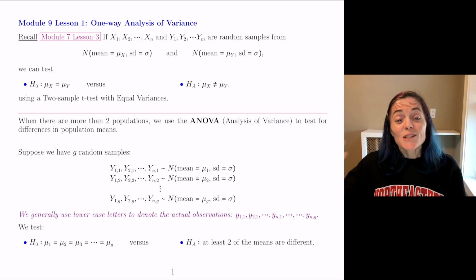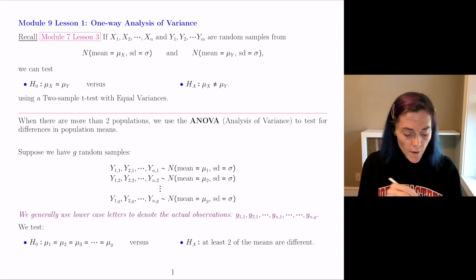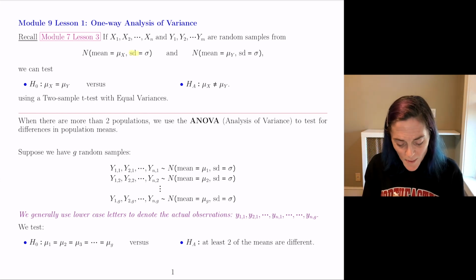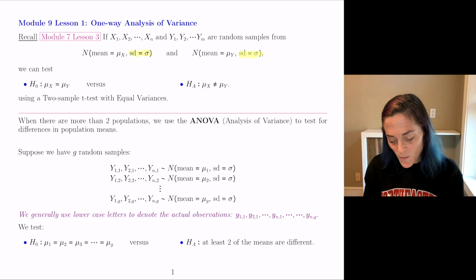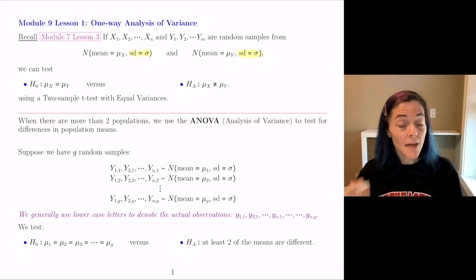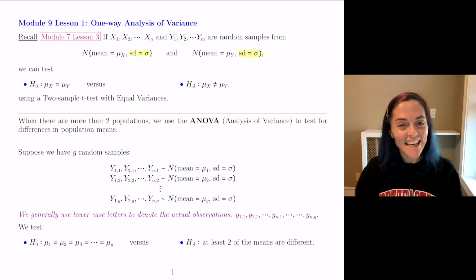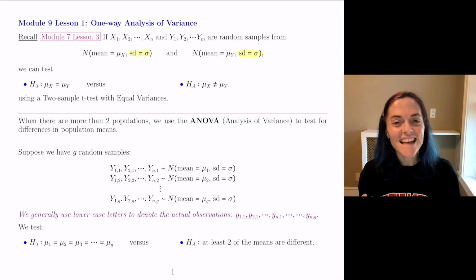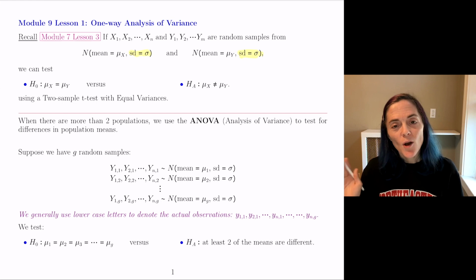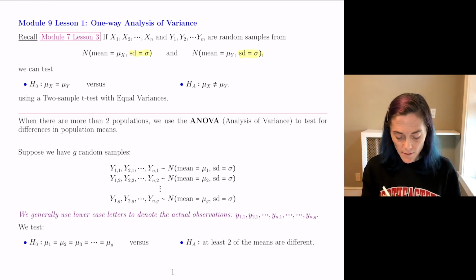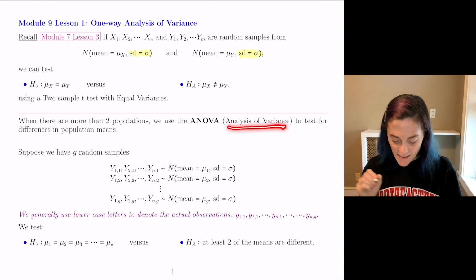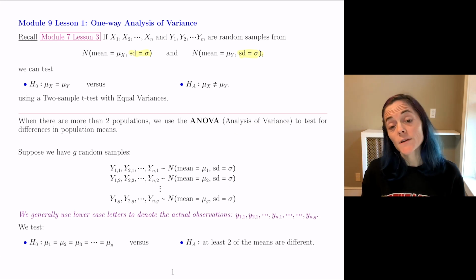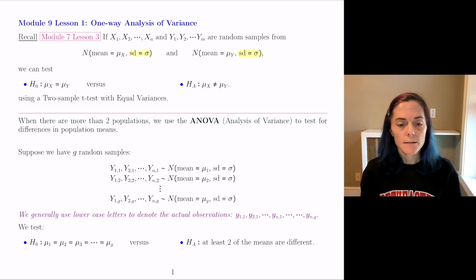We used a two-sample t-test with equal variances. This part was important: the samples came from normal distributions with the same standard deviation, or equivalently, the same variance. Fantastic. Well, let's suppose we have more than two populations. We can use the ANOVA, which stands for Analysis of Variance, to test for differences in the population means.